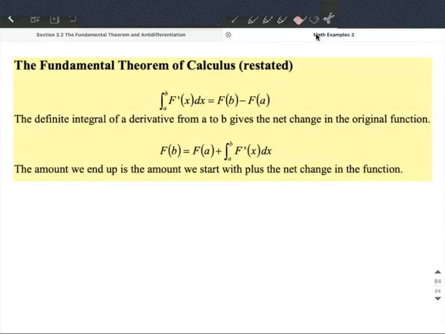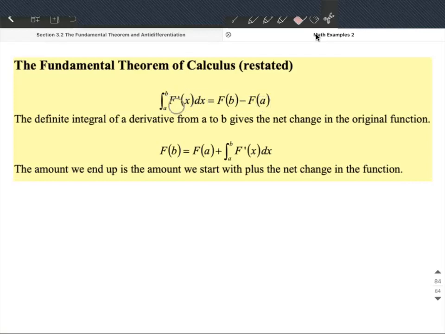Okay, restating the fundamental theorem of calculus. As you can see at the top here, we have the fundamental theorem of calculus written out in its normal way. The definite integral from a to b of f prime of x dx equals f of b minus f of a. All right, and we said this was kind of like the amount of change.